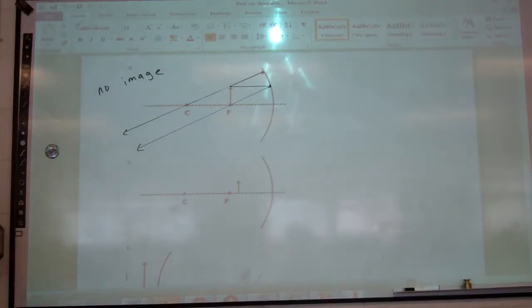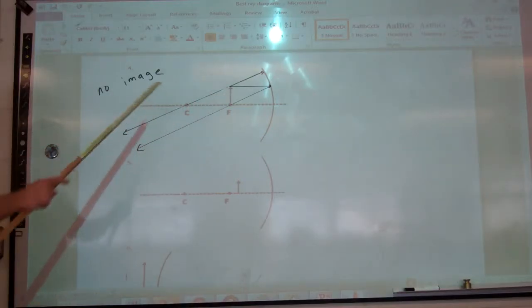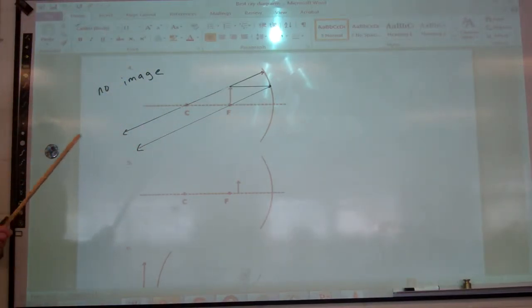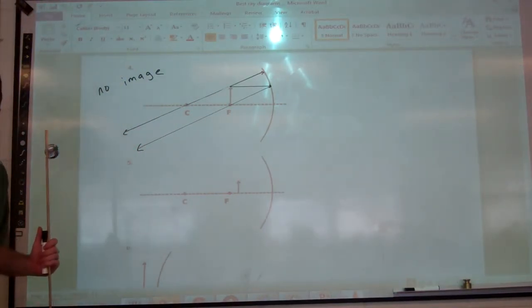And that happens with a concave mirror if it's at the focal point. Does that make sense? So really, you never need to draw this line if it's at the focal point. You just know that it's no image.